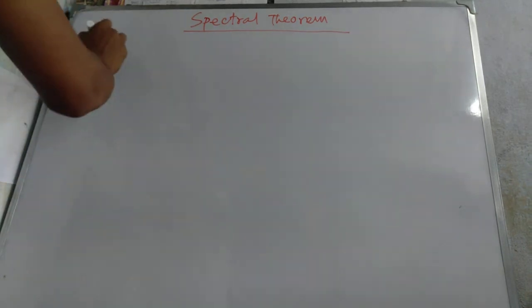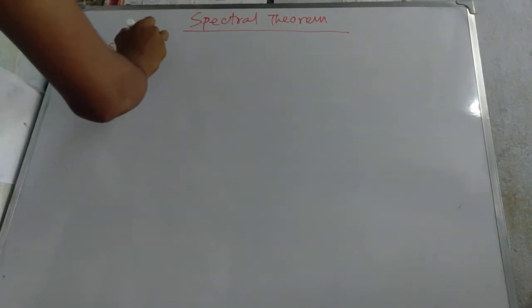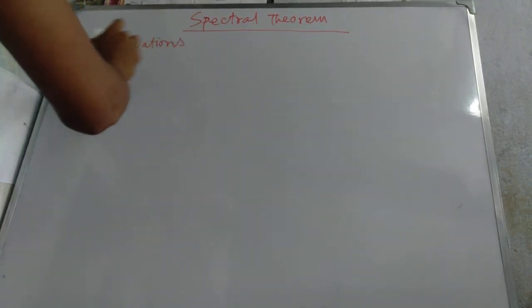Today I talk about the spectral theorem, one important theorem in functional analysis. We also discussed it in the previous class. Now we are getting some observations from here. Okay, we write these observations one by one.